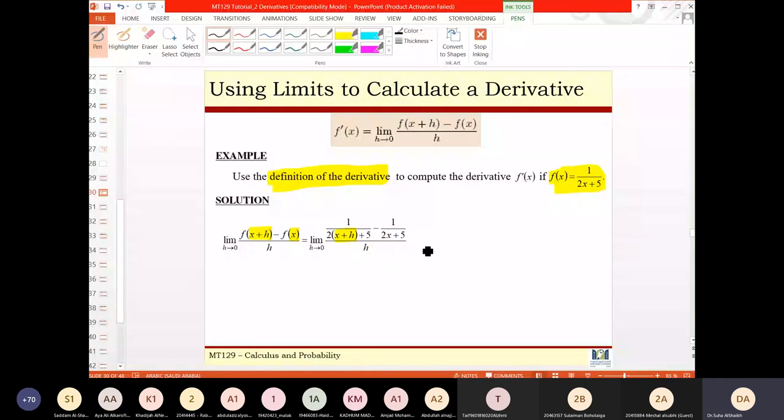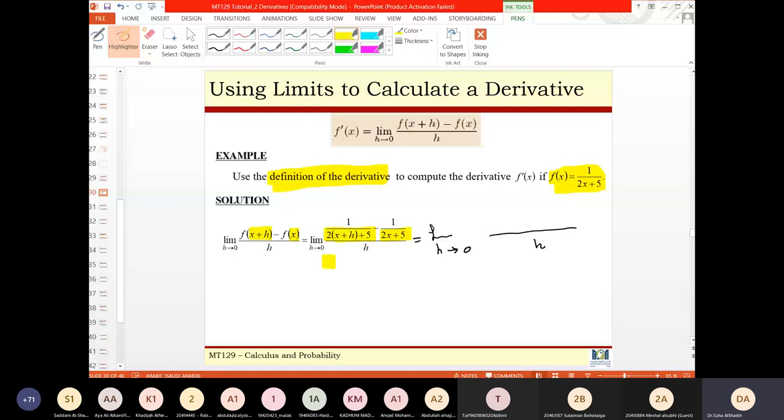Now, what should I do here? This is limit when h goes to 0, all divided by h, and I have the numerator as fractions. I have two parts, both of them are fractions. What should I do? We unify the denominators, right? We make a common denominator for the two amounts that we have. So the first one is 2 times (x plus h) plus 5. The second one is 2x plus 5.